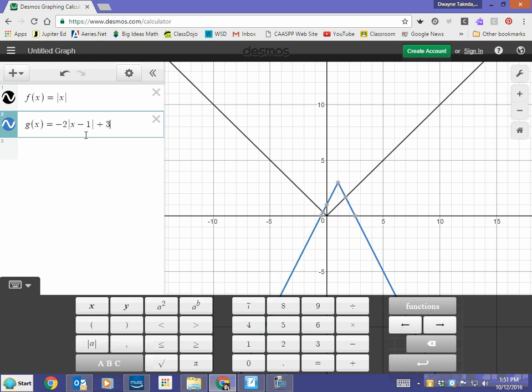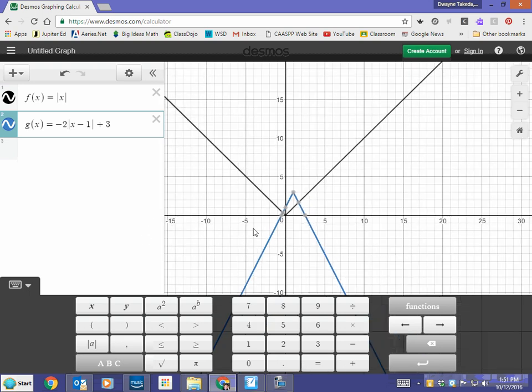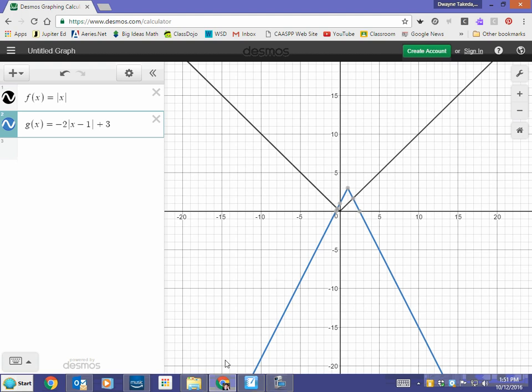So kind of imagine, let's do it in steps here. There's our new vertex, right? We moved it 1 space this way and 3 spaces over, and then we reflected it and stretched it over the x-axis. Okay. So you can see a little bit better there.